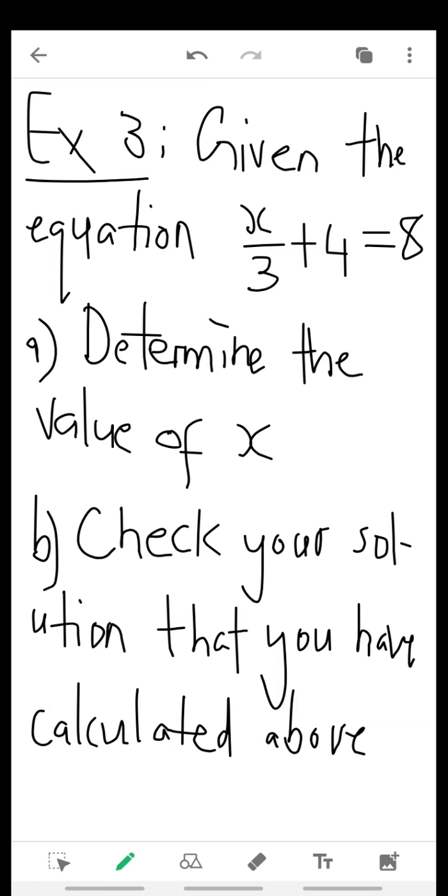So the first thing that we'll do, we transpose the plus 4 to the other side. It will be 8 minus 4. Okay? And then, since we are dividing by 3, we'll multiply both sides by 3. And then the last question says, check your solution that you have calculated above.